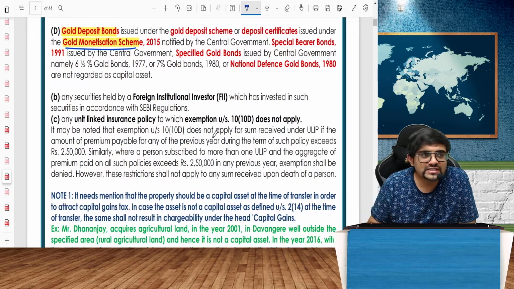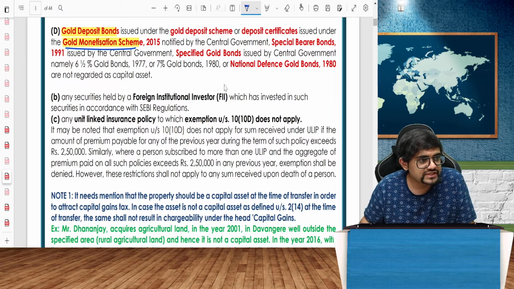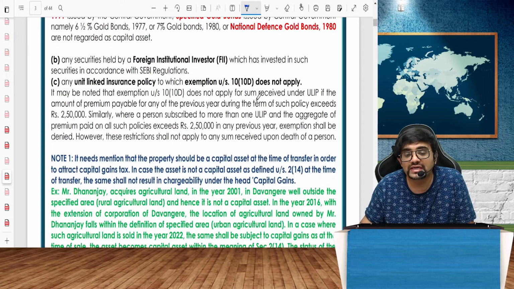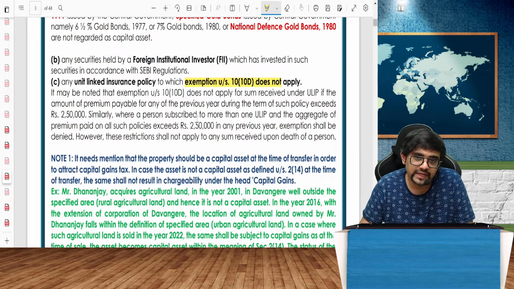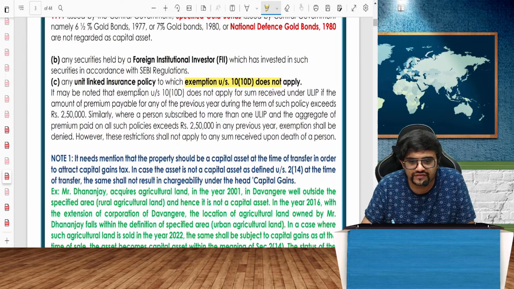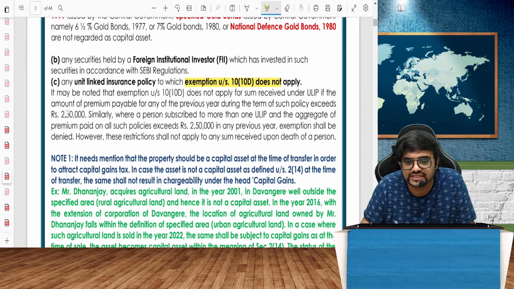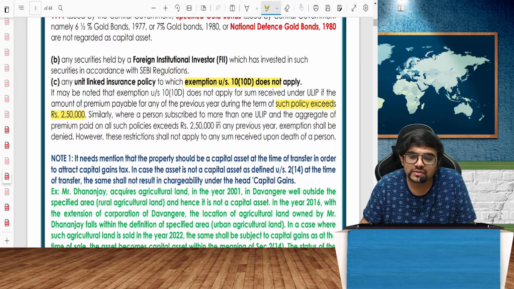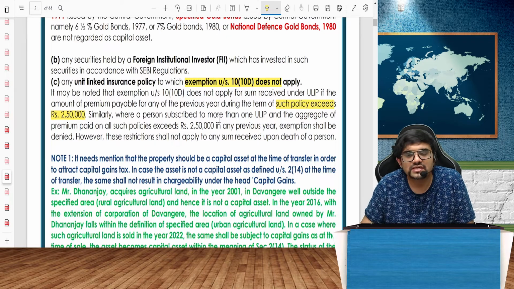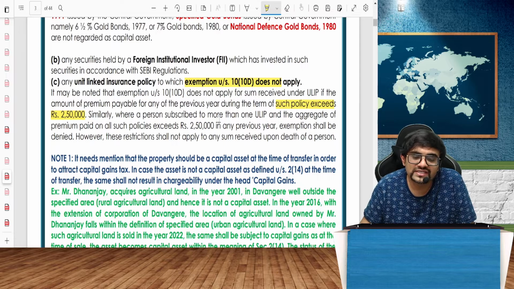Next, as I told you, any securities by FIIs which have invested in such securities, same thing. Then ULIP, unit linked insurance plan, to which exemption under 10(10D) does not apply. Under 10(10D), if the amount of premium for any previous year exceeds 2,50,000, then in that case, that unit linked insurance plan, you will not get any exemption.